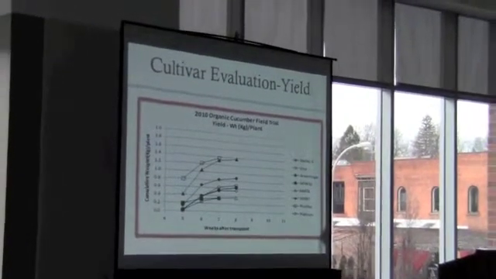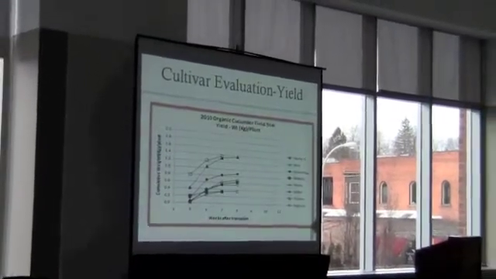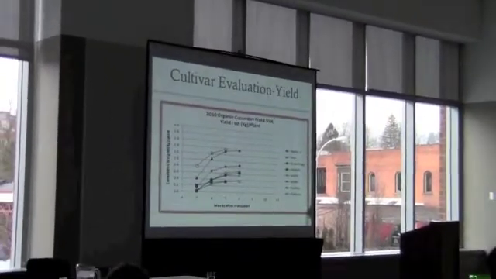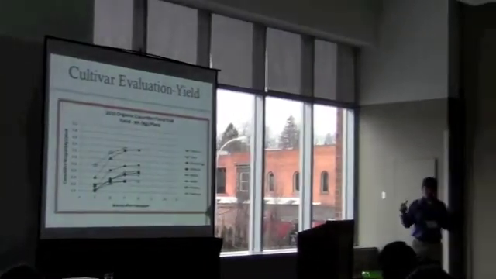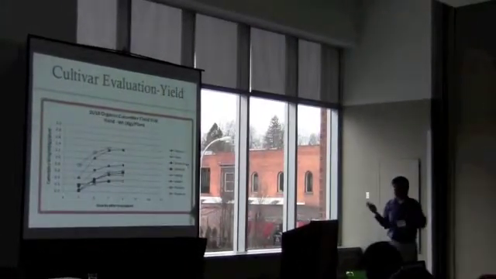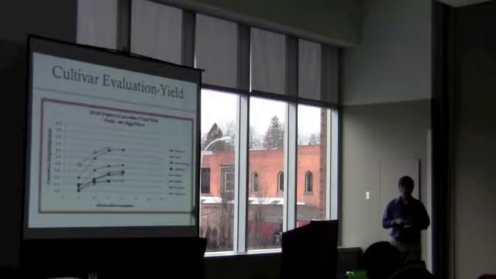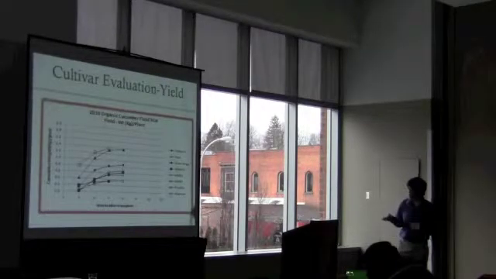So from this information we decided we needed to improve the resistance of our high-yielding varieties. We needed to improve the yield of our resistant varieties, but in reality we just needed to improve resistance all around.